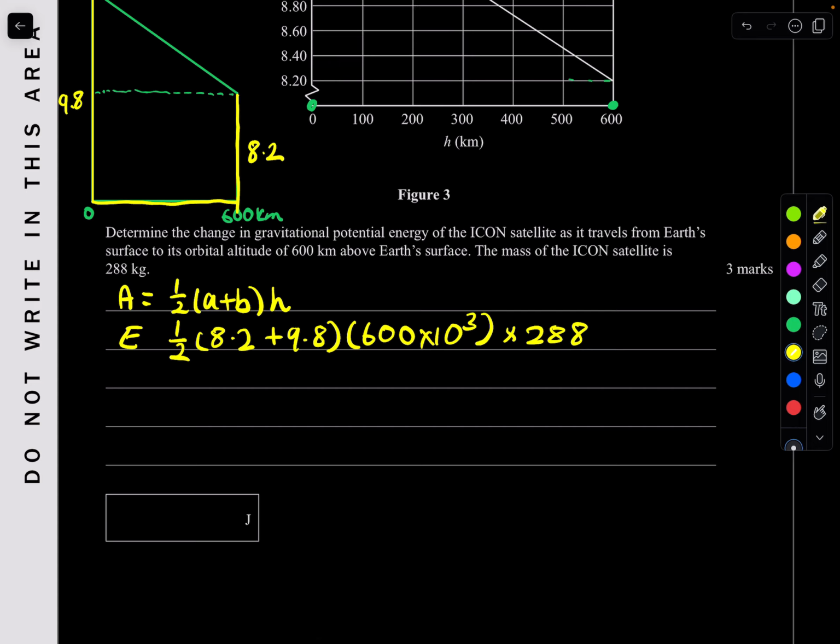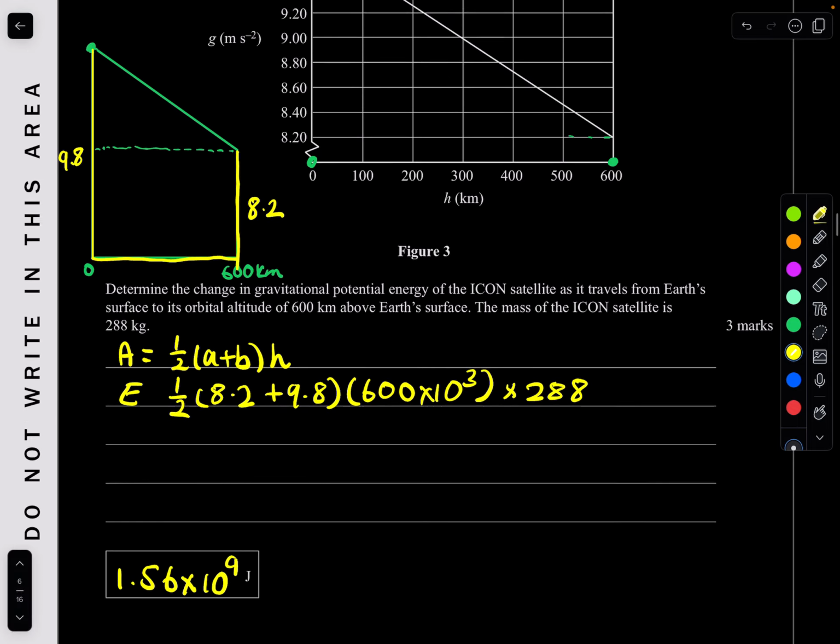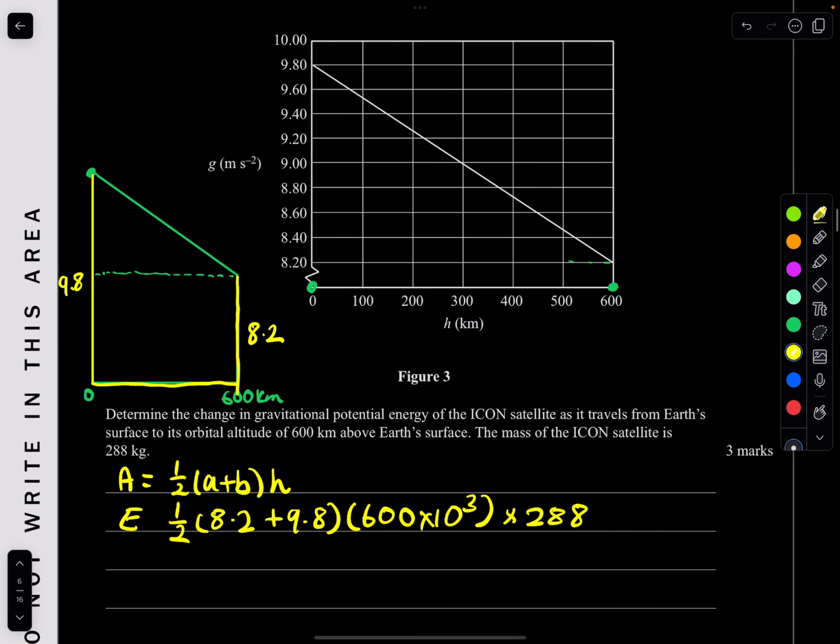So putting this all in my calculator, half times (8.2 plus 9.8) times 600 times 10 to the power of 3 times 288. And that gives me, wow, it's a big number. It gives me three significant figures: 1.56 times 10 to the power of 9 joules. That's it. Beautiful.